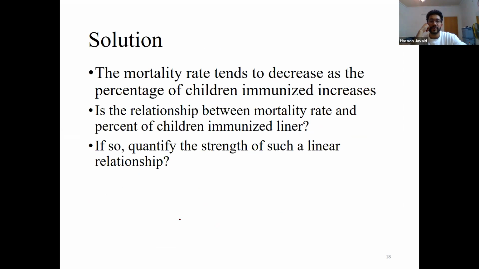Okay, so you see over here, it says, is the relationship between mortality rates and the percent of children immunized linear? So is it linear? Can we draw a straight line and somewhat depict the data? Yes, we can. If so, quantify the strength of the relationship. Okay, so you see this part, we just know it's positive or negative. We don't know what the strength of this linear relationship is.